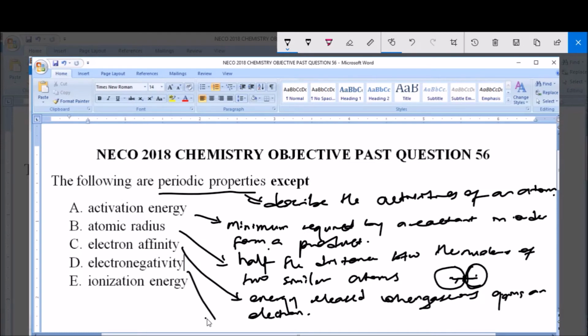Now electronegativity, which is option D, is the power of an atom in a molecule to attract electrons. Now you will see that it still follows the same trend. It is describing the atoms of these elements. Now E here says ionization energy.